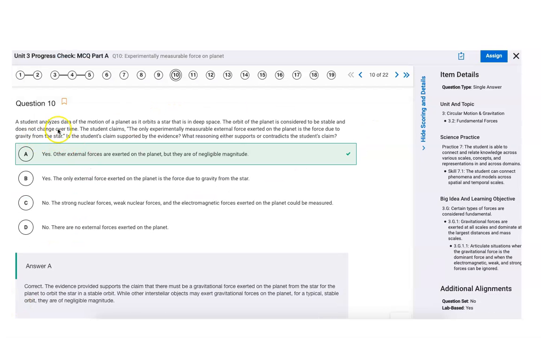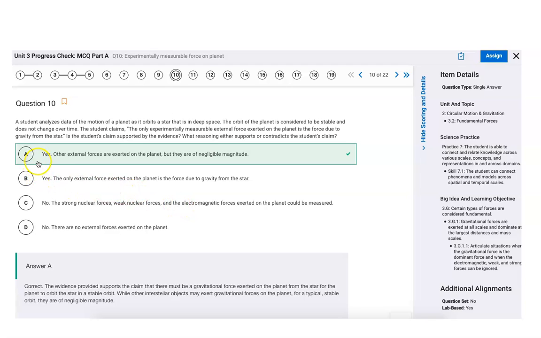For number 10, the student analyzes the motion of a planet as it orbits a star in deep space. The orbit of the planet is considered stable, does not change over time. The student claims the only experimentally measurable external force exerted on the planet is the force due to gravity from the star. Is the student's claim supported by evidence? What reasoning either supports the student's claim?